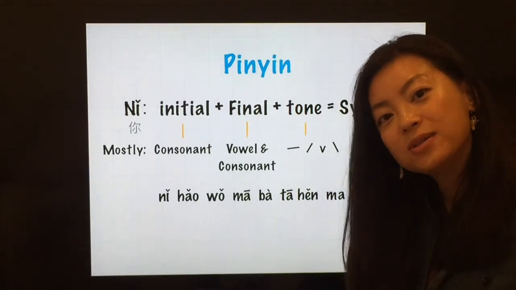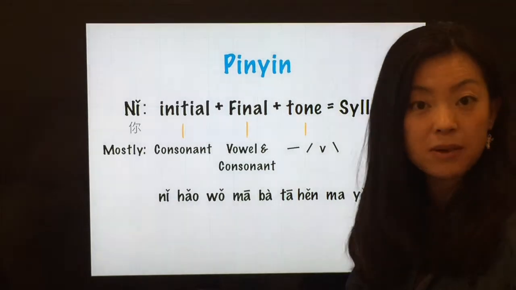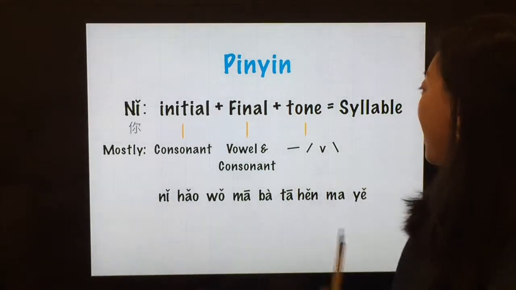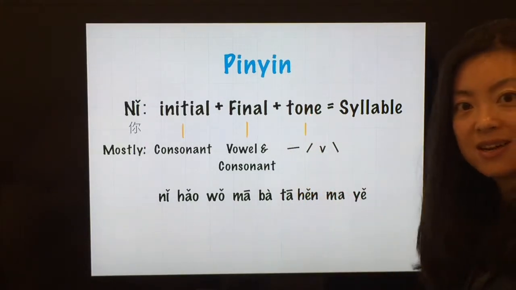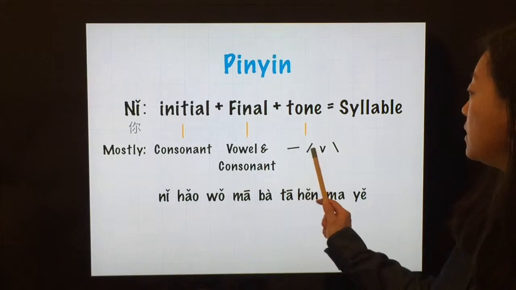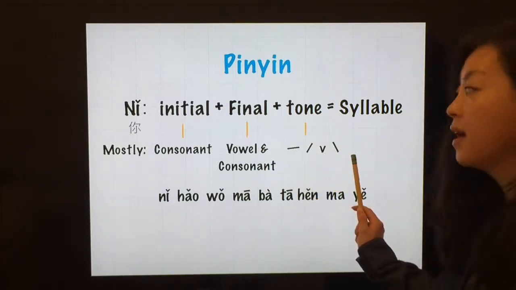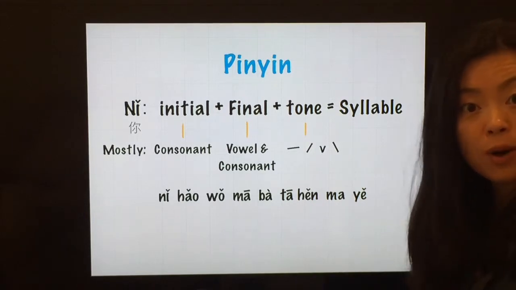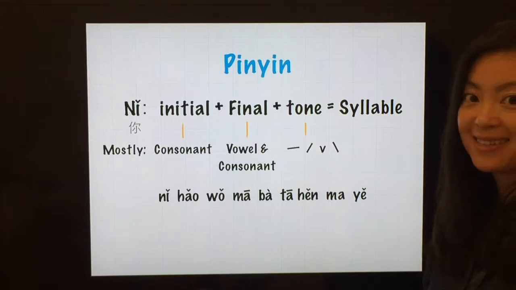And how many tones do we have? Do you know that? Yes, we have 4 tones plus a neutral tone. So you see, here is what the tones look like. First tone, second tone, third tone, and fourth tone. We also have a neutral tone. If a character has a neutral tone, you don't need to mark it.